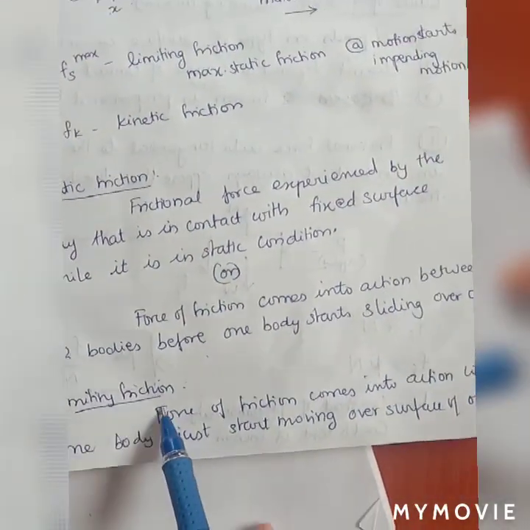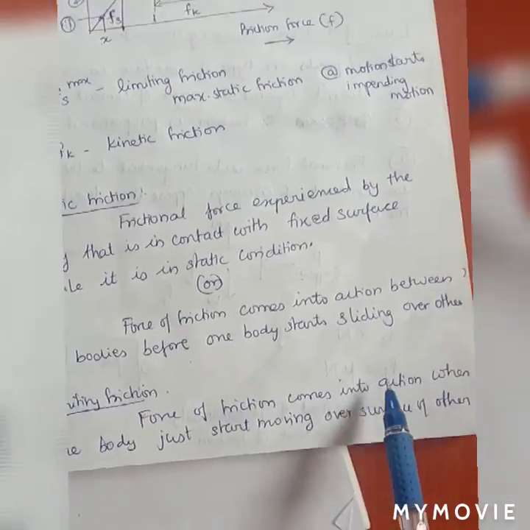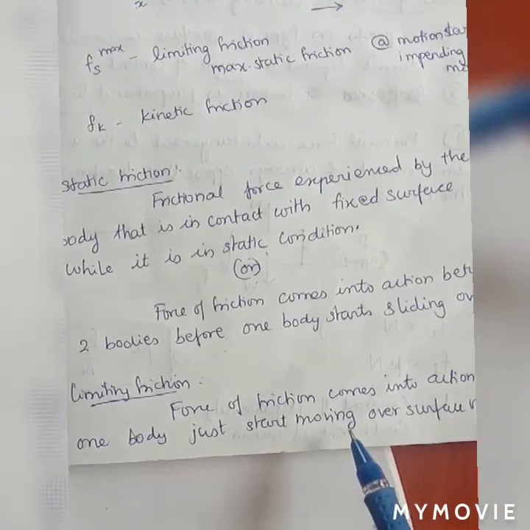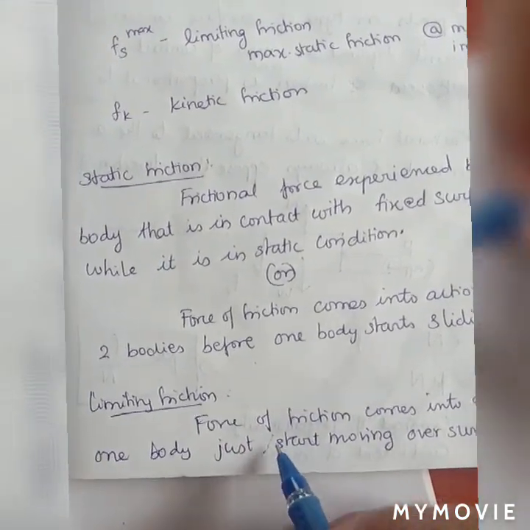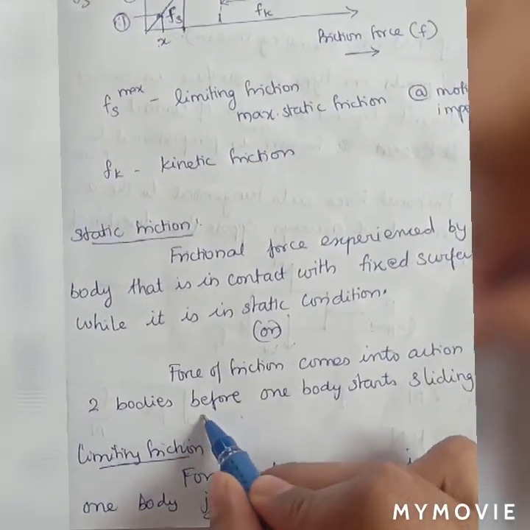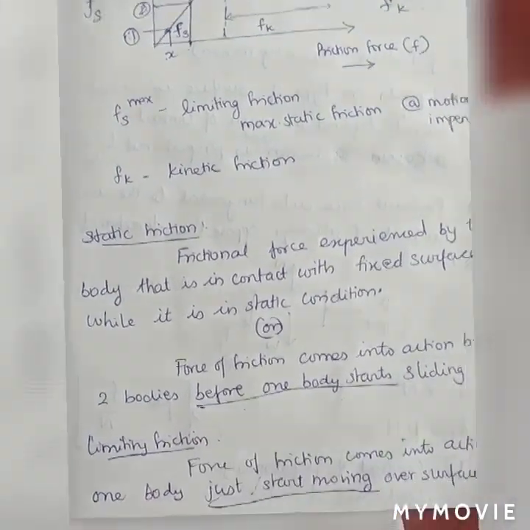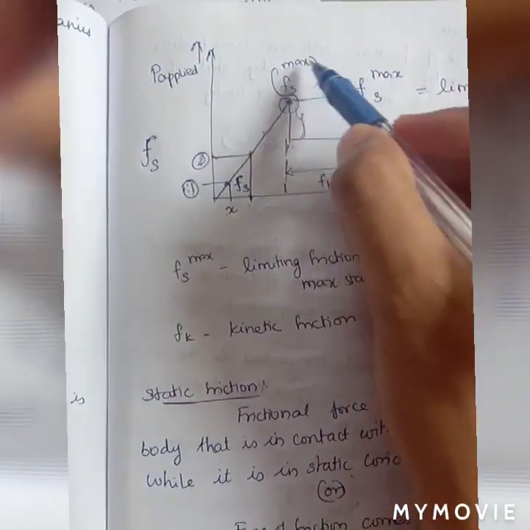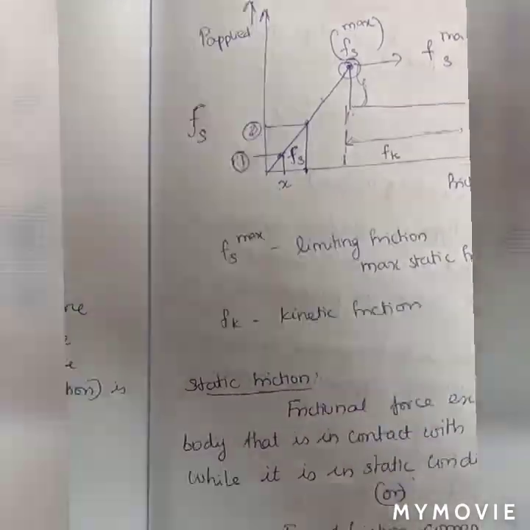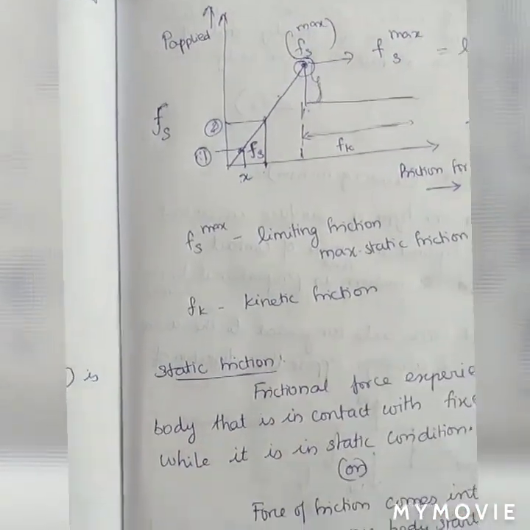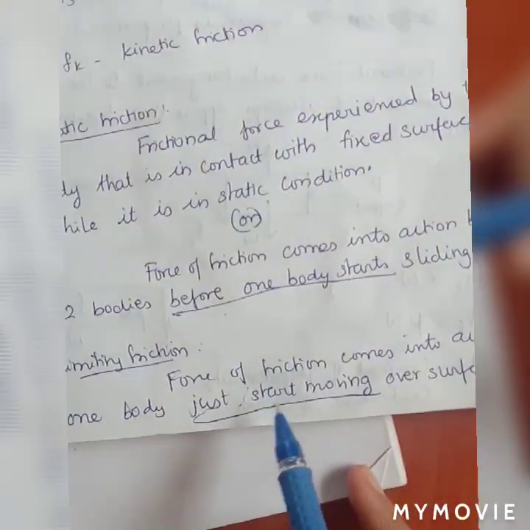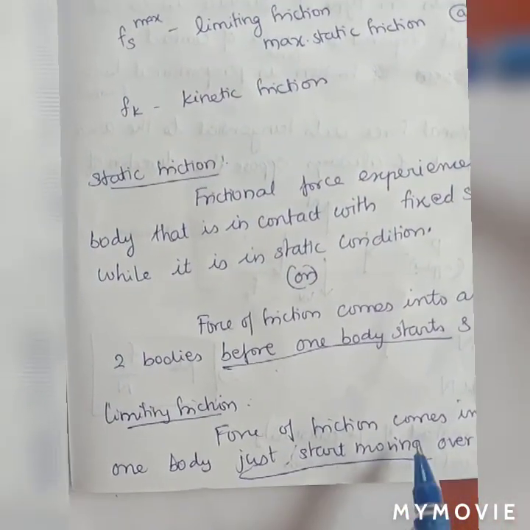And what is called limiting friction? The force of friction comes into action between two bodies when one body just starts moving. This is an important phrase. Here, before one body starts motion, that is what we discussed, right? At the limiting friction, what happened? The body is about to start its motion, so it is going to overcome the force of friction. That is what is explained here in the term limiting friction.